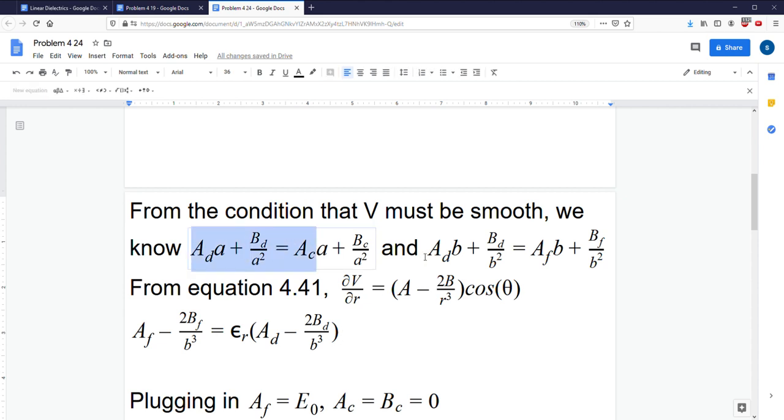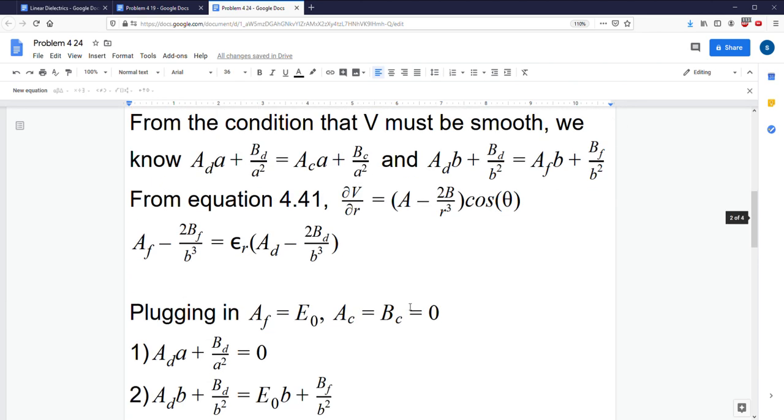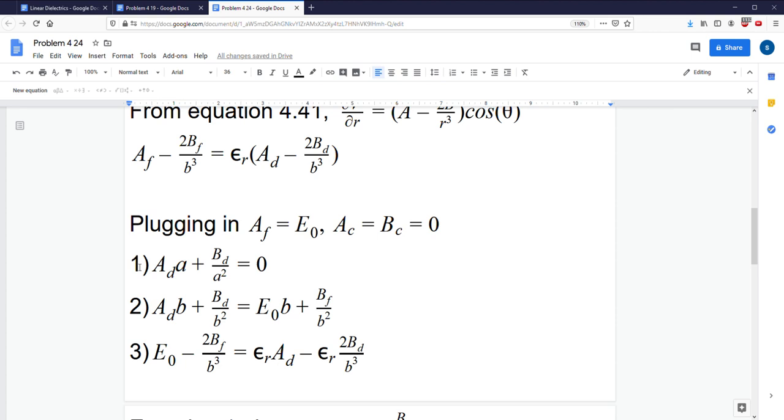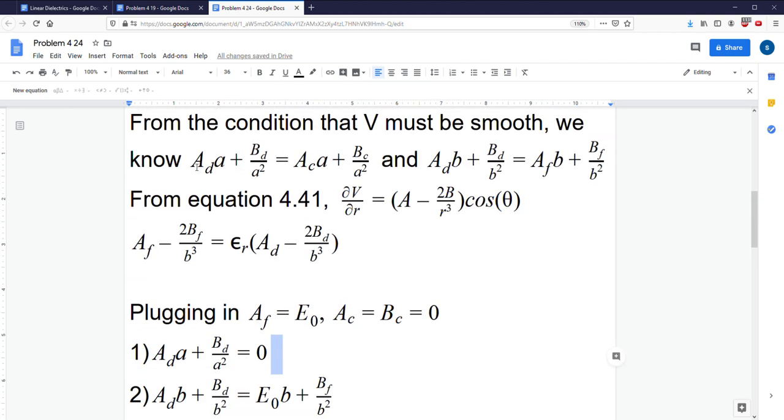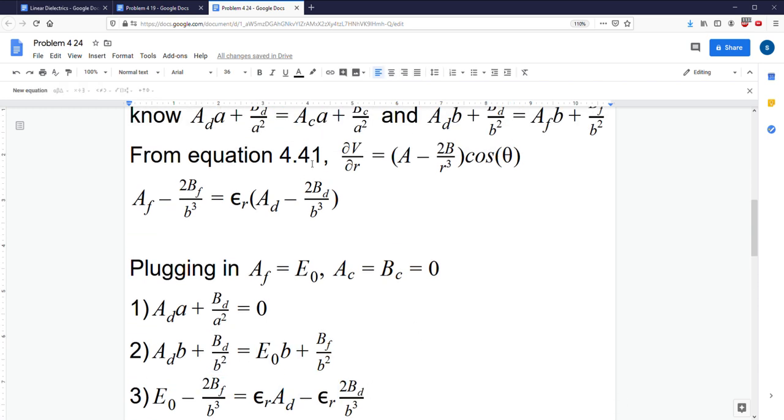So with these 3 equations and these 3 known quantities, we can say first equation, second equation, and third equation. The first comes from the boundary between the dielectric and the conducting center. This one comes from the boundary between the dielectric and the free space. Notice the epsilon naught is replacing AF. And this equation comes from our equation 4.41. I have again placed epsilon naught into AF.